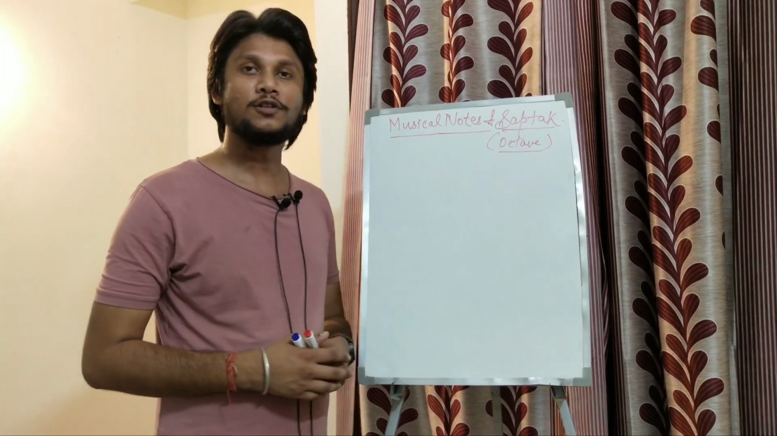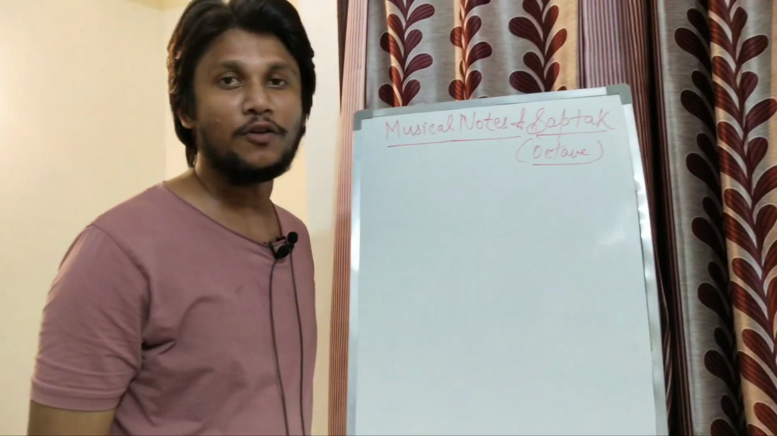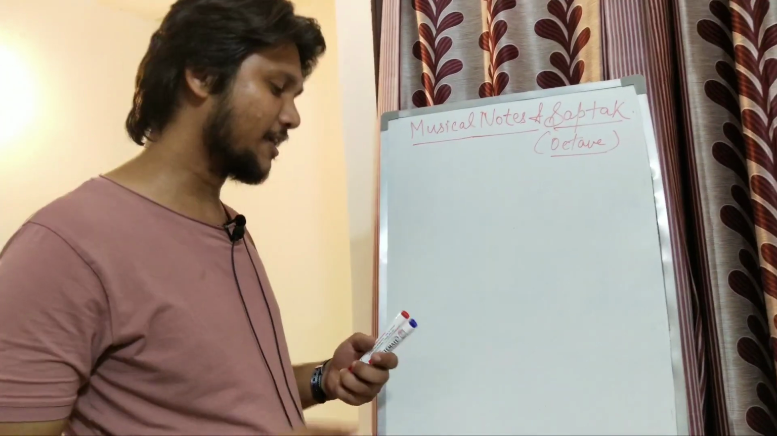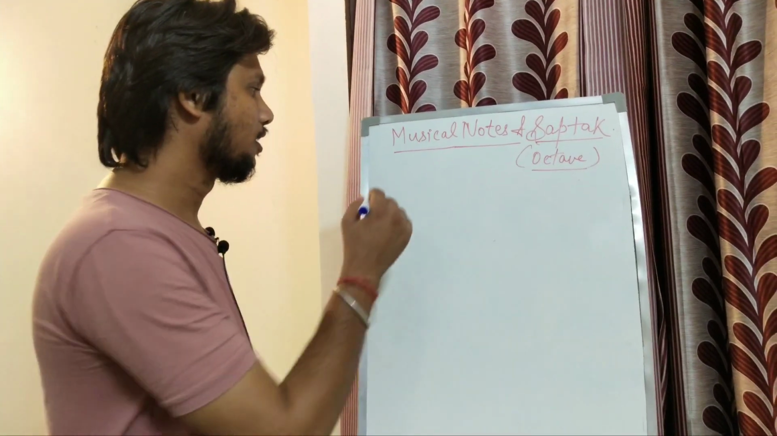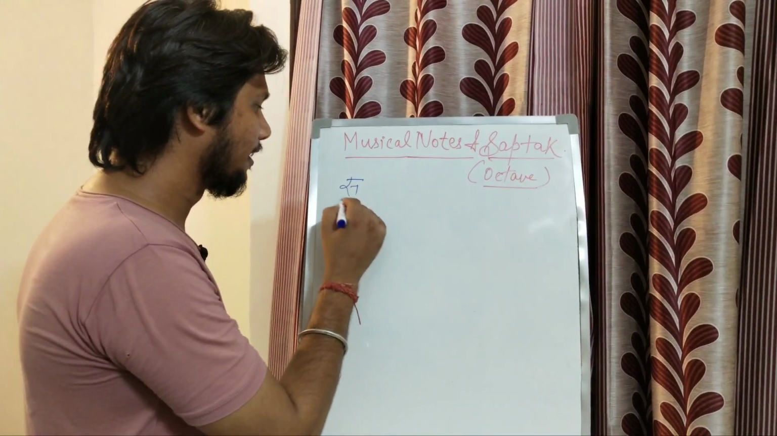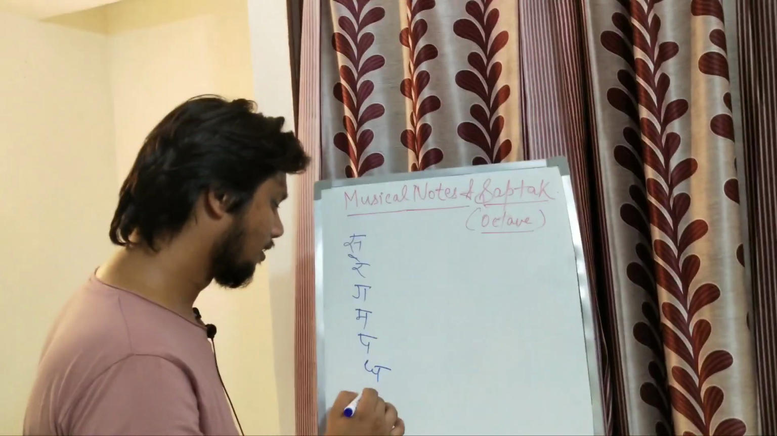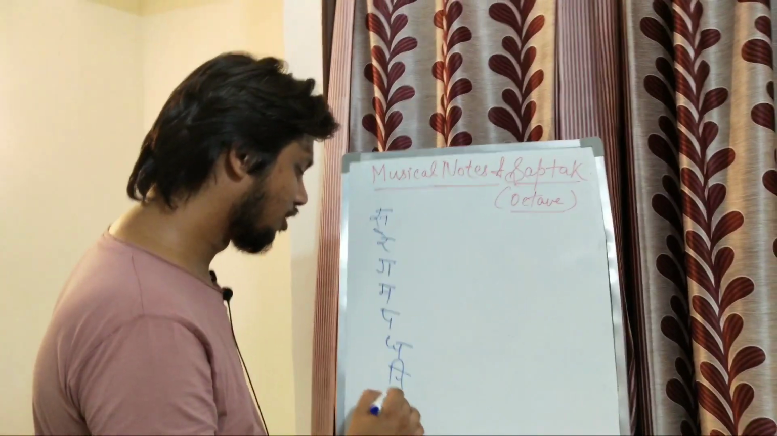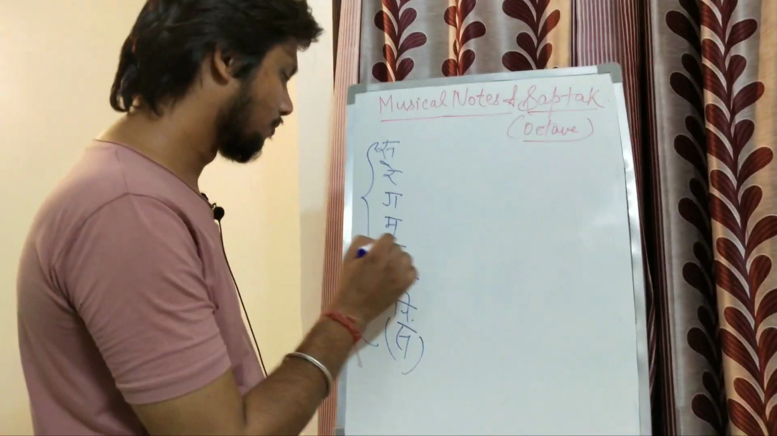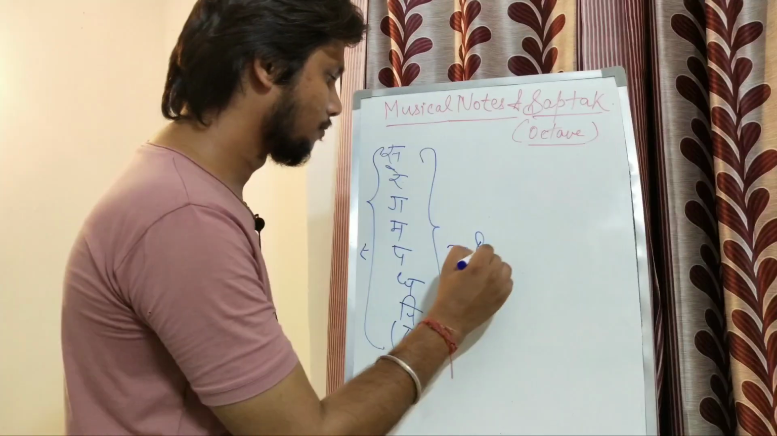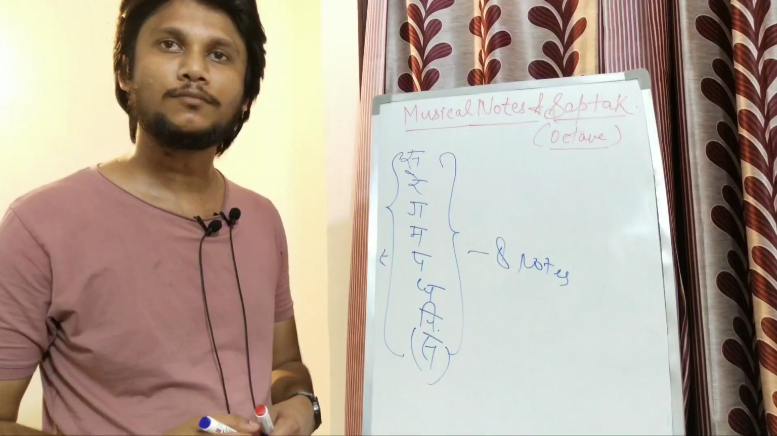So today I am going to discuss a very important topic, musical notes and saptak, or we can call it octave. As you know, there are 7 musical notes in Indian classical music, that is sa, re, ga, ma, pa, dha and ni. With the repetition of sa again, it will make the 8th note. That's why we call it octave.